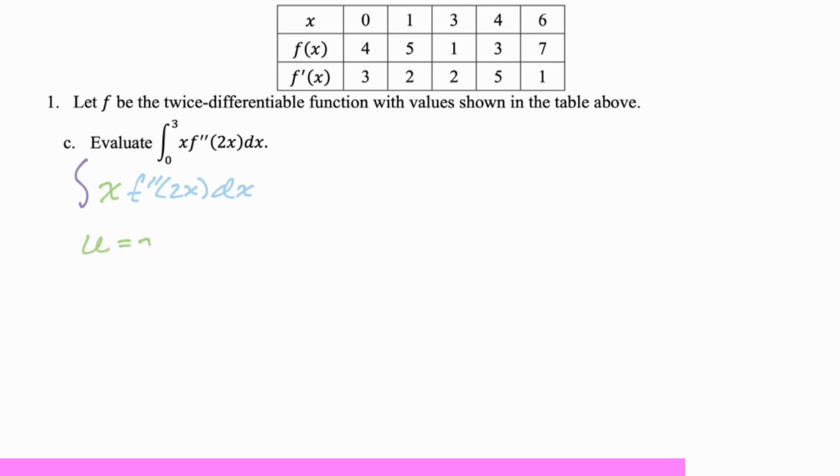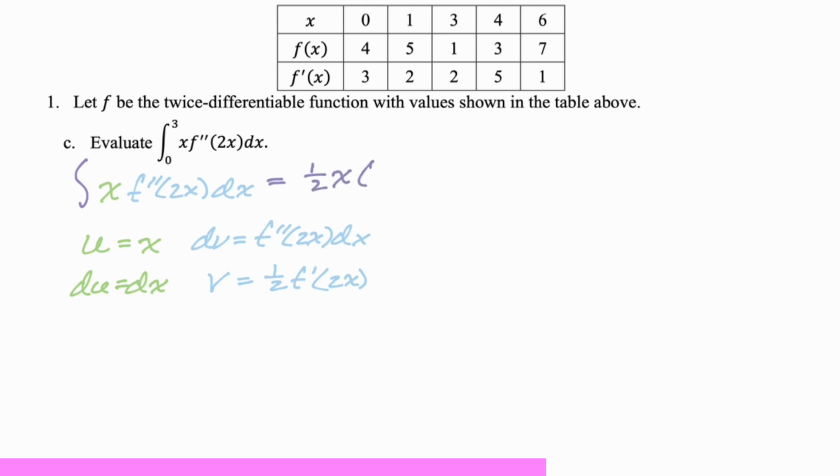So u is equal to x, dv is f double prime of 2x dx, so du is just dx. And then v we have to integrate, so it's going to be 1/2 f prime of 2x, which could be problematic, but I don't think it's going to be. So using integration by parts, it's going to be uv, which is 1/2 x f prime of 2x, minus the integral of v du, which is 1/2 f prime of 2x dx.